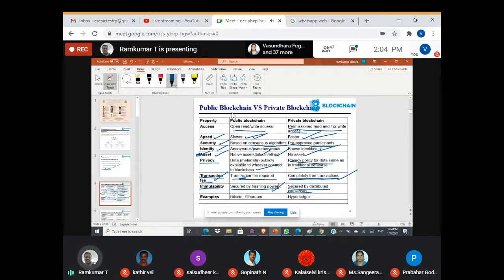So in the same way, whenever a transaction is confirmed, this process will be done in the private blockchain. That way we are achieving immutability. Now the examples I mentioned earlier: Bitcoin is an example, and Ethereum is an example as well.